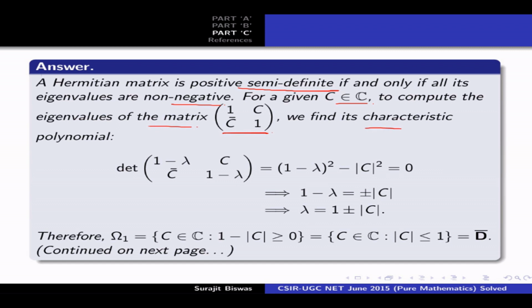its characteristic polynomial, which is determinant of 1 minus lambda, c, c bar, 1 minus lambda, determinant of this equal to (1 minus lambda) square minus c square mod c square equal to 0, and this gives lambda equal to 1 plus minus mod c. Therefore omega 1 equal to collection of complex C such that 1 minus mod c bigger than equal to 0, that is C such that mod c lesser equal to 1, and this is d bar. Okay, so omega 1 is d bar.